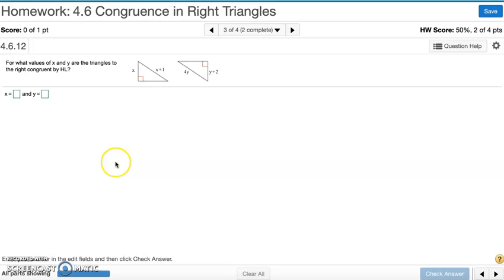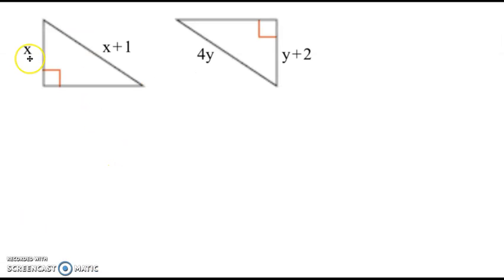Number 3, for what values of x and y are the triangles to the right congruent by hypotenuse-leg? So what we're going to need to do is set corresponding sides equal to each other and find x and y so that the lengths of those corresponding pieces are equal to each other. So let's do that. So x will be set equal to y plus 2, and x plus 1 will be set equal to 4y. So now we're going to need to solve this system.